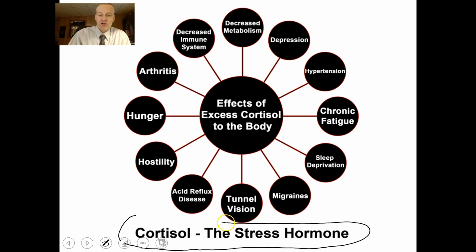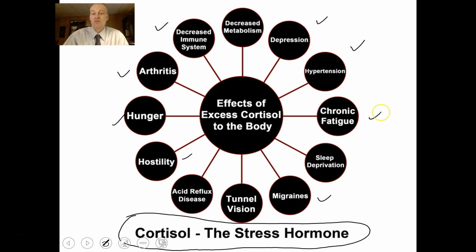Cortisol is a very, very stressful hormone, and I just show you this graphic here to show you all the effects: high blood pressure, depression, decreased immune system, arthritis, hunger, hostility. So it has behavioral and physiological problems that it causes in long-term quantities. So it's really important not to have long-term stress, but to have some mechanism like yoga or meditation or exercise that can help you to stop producing cortisol in the body.